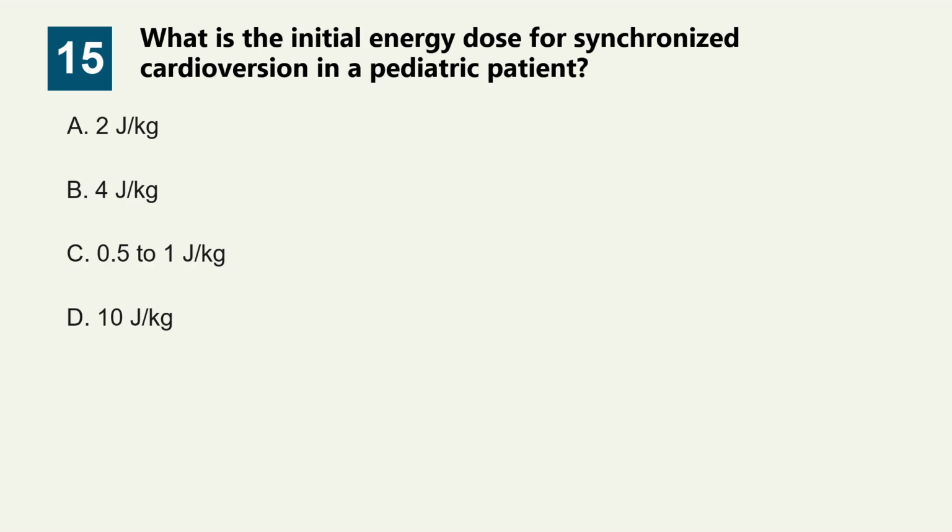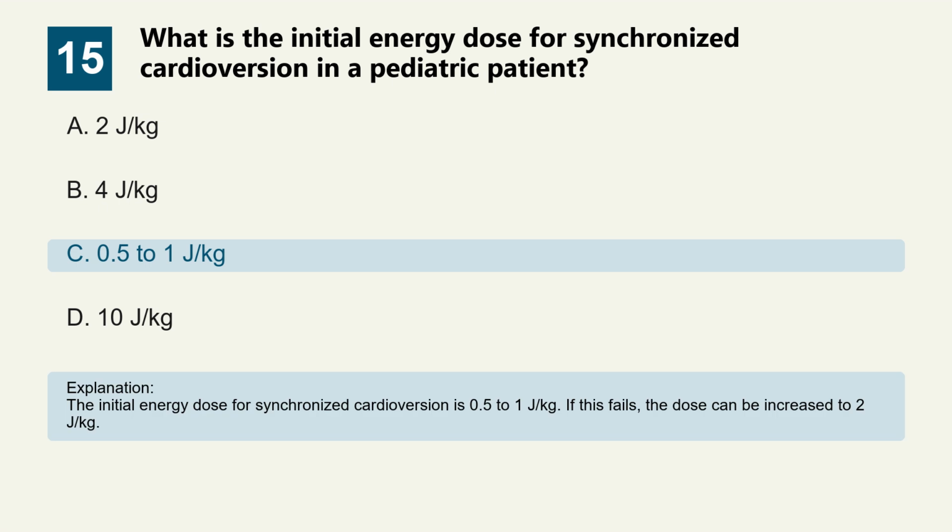Question 15. What is the initial energy dose for synchronized cardioversion in a pediatric patient? Option A, 2 J/kg. Option B, 4 J/kg. Option C, 0.5 to 1 J/kg. Option D, 10 J/kg. The correct answer is option C, 0.5 to 1 J/kg. The initial energy dose for synchronized cardioversion is 0.5 to 1 J/kg. If this fails, the dose can be increased to 2 J/kg.